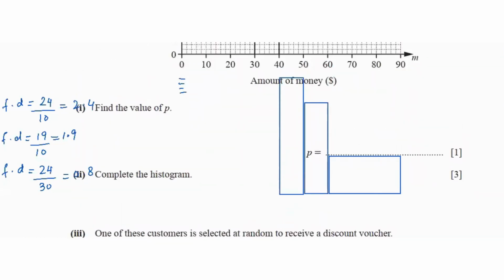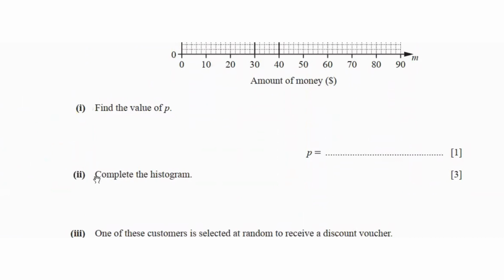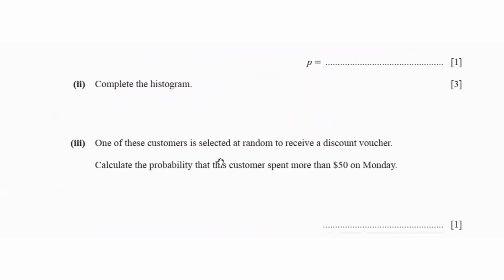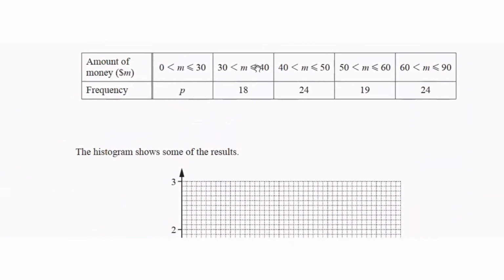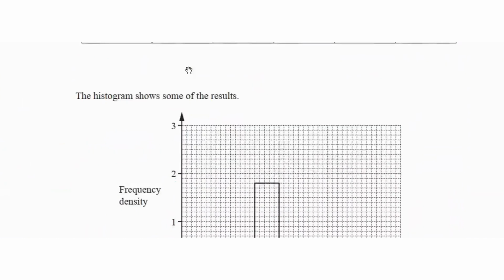Then they're saying one of these customers is selected at random to receive a discount voucher. Calculate the probability that this customer spent more than $50 on Monday. So more than $50 is 19 and 24. These are the people.